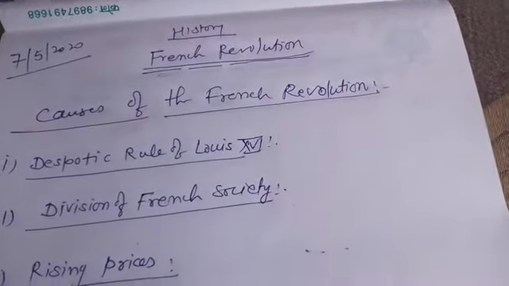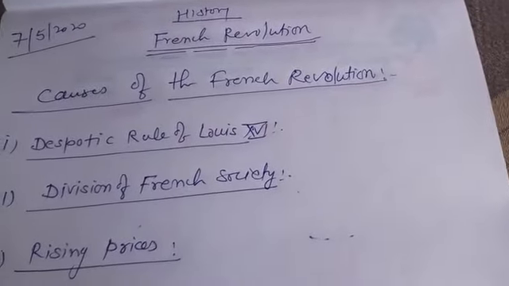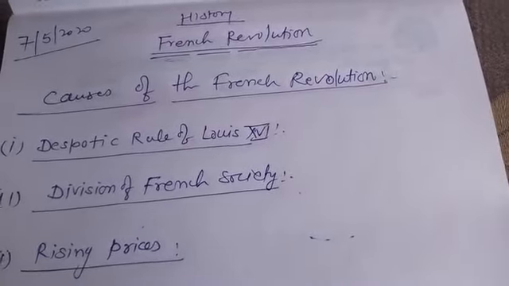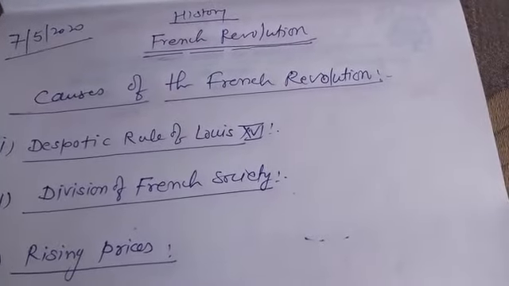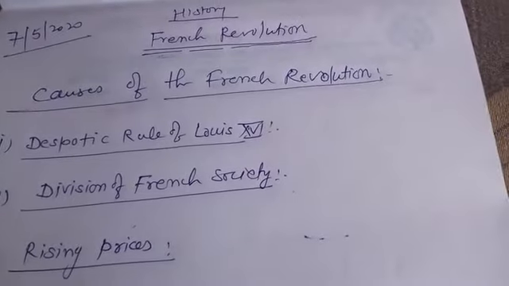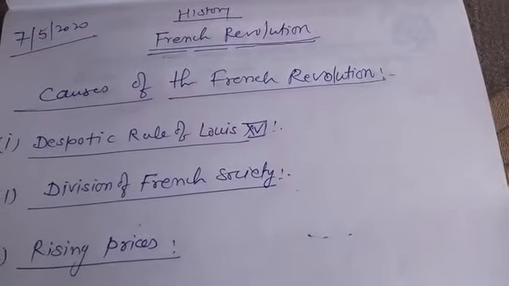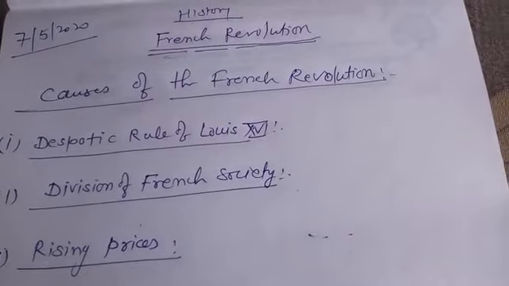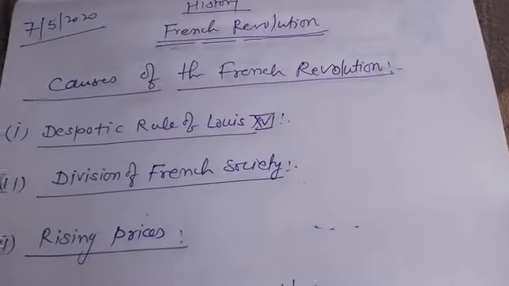Dear students, as you know, in the previous session, different terms related to the French Revolution were discussed. But in the present session, we will know about the causes of the French Revolution. There were some causes which were responsible for it. The first cause was the despotic rule of Louis XVI.